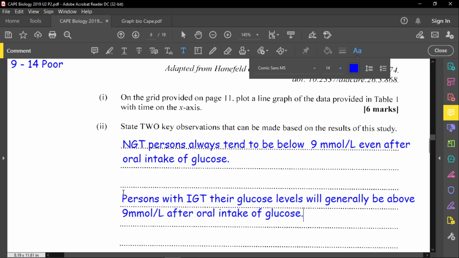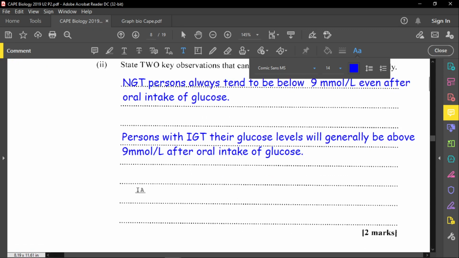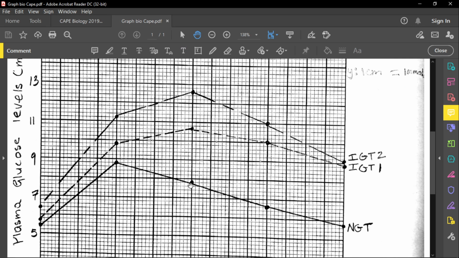And also what you can conclude is that NGT glucose levels will be lower than persons with IGT. So that's another observation that you can make right here, that NGT for the same timing will actually be less than IGTs. Just to make a note of that. And it is also shown on the graph: the NGT is lower for the corresponding time compared to IGTs.